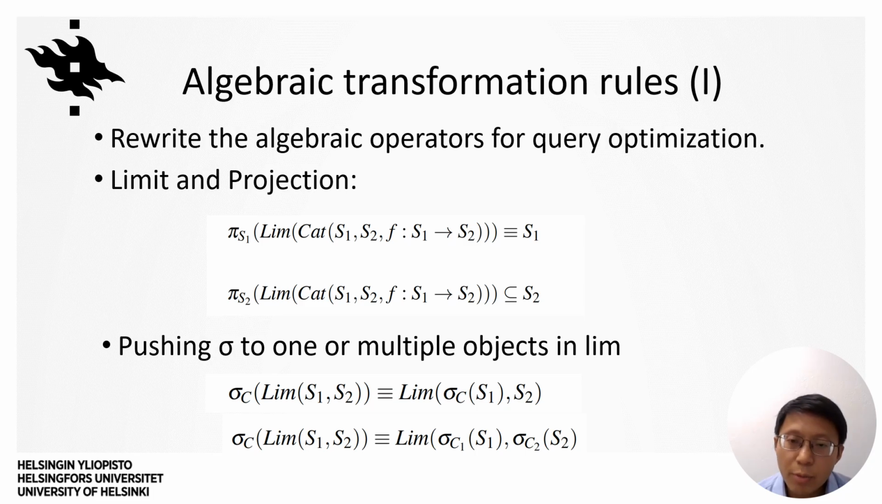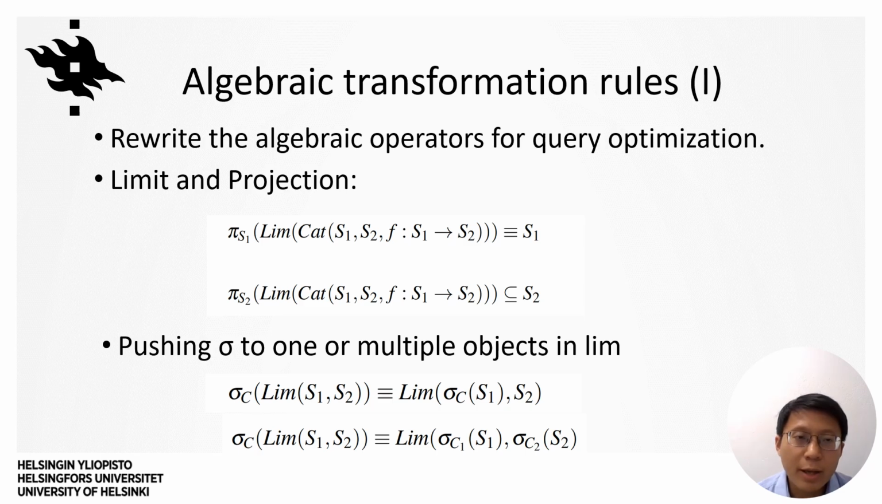In the following, I will show some of the algebraic rewriting rules. The purpose of these rules is to establish the equivalence of two expressions of the category algebra. Then, in order to answer a practical query, we can rewrite it based on these equivalence rules. The purpose of this rewriting transformation is to improve the performance of these queries.